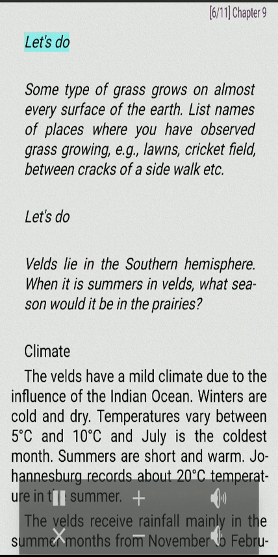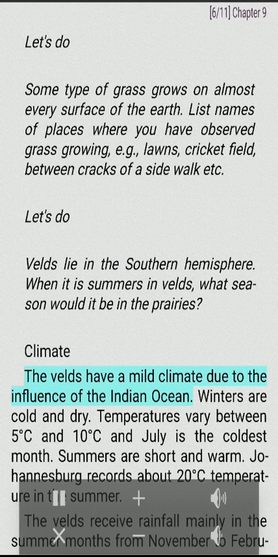Fig. 9.5. Veld in Africa. Let's do. Some type of grass surface of the earth. List names of places where you have observed grass growing, e.g., lawns, cricket field, between cracks of a sidewalk, etc. Let's do. Velds lie in the southern hemisphere. When it is summer in the velds, what season would it be in the prairies?